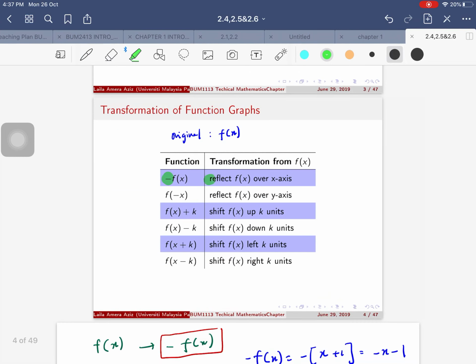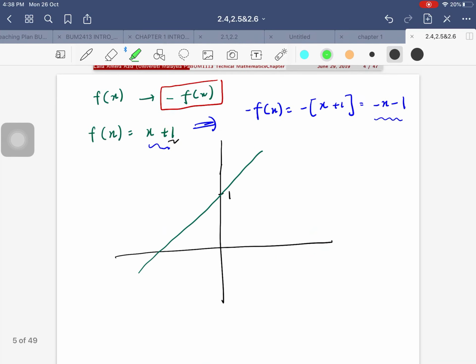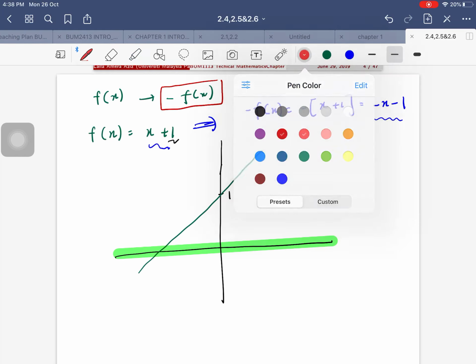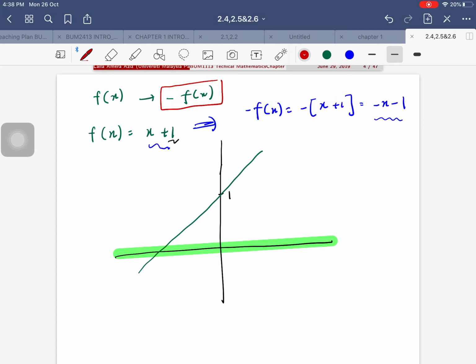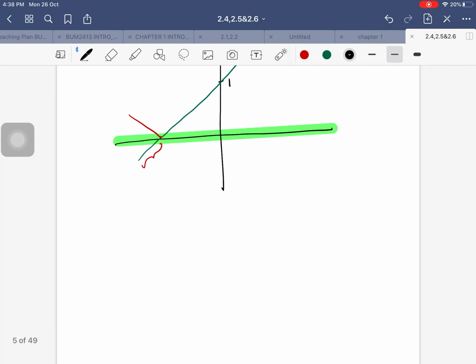If I want to know how this looks, all I have to do, as suggested over here, is reflect my function f of x over the x-axis. Let's highlight the x-axis. This is where the x-axis is. I'm going to pretend there's a mirror right there. That is going to be my mirror. Now I'm going to start sketching and reflecting. For this function right here, when I reflect that on the x-axis, this is how the function looks.